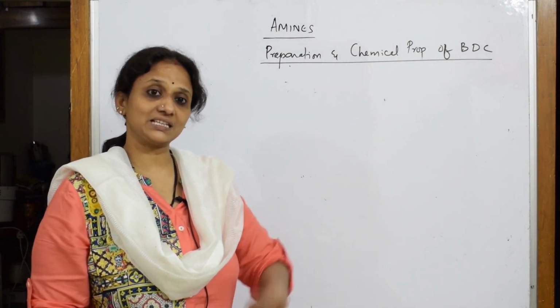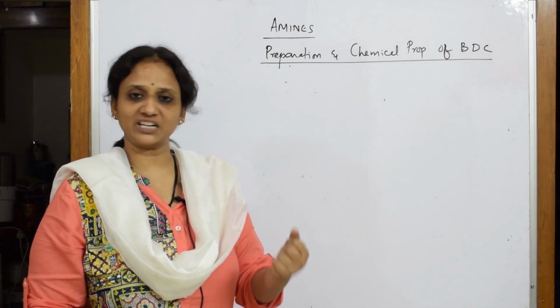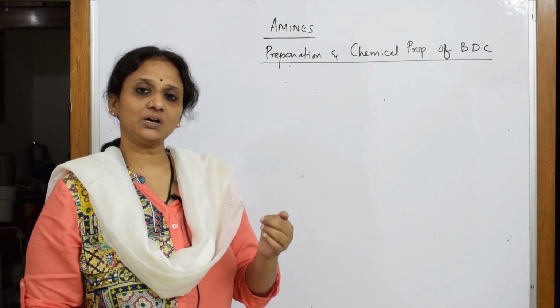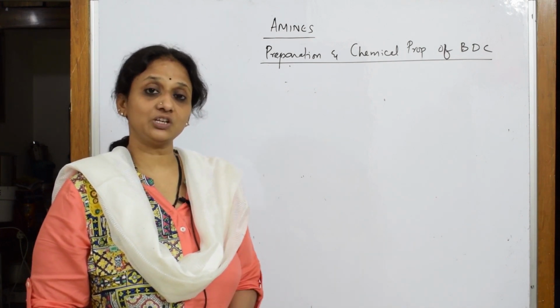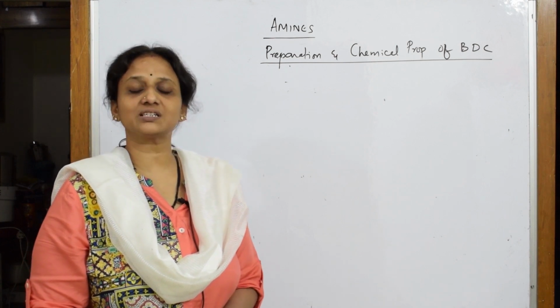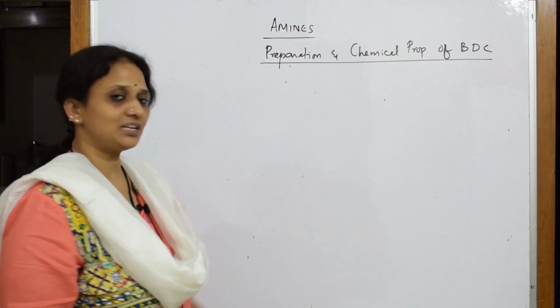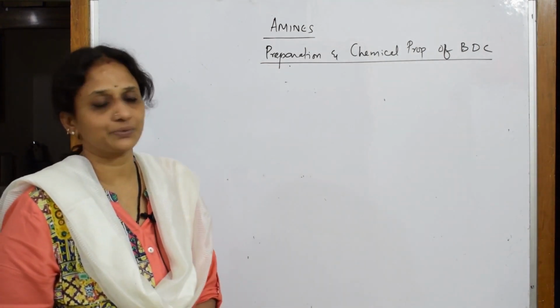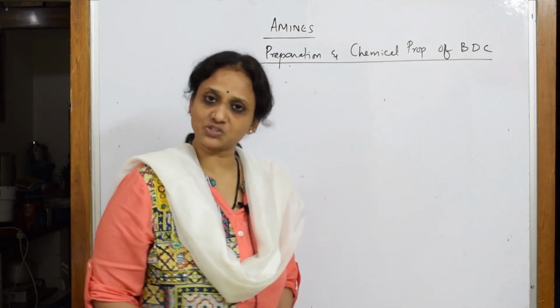Now let us come to the second class of compound of this particular chapter. So what did I say in this chapter? You have nitro compounds done. You have amino compounds, that is amines. You also have cyano. Then you also have a subclass of compounds, that is BDC, benzene diazonium chloride. We are going to study that. Very important and easiest reaction of this chapter. So here I am going to show you the preparations and chemical properties together.